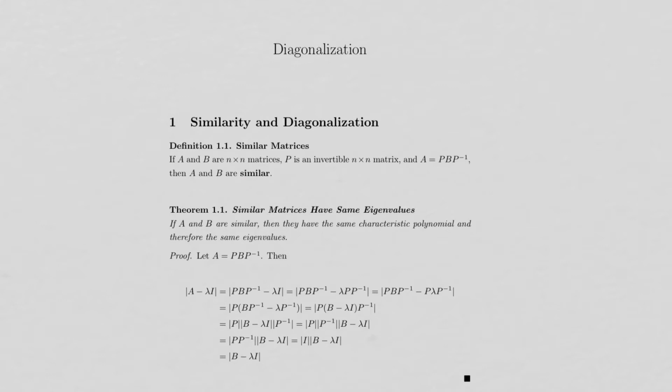In everyday English, matrices A and B might be similar if they have something in common. Maybe if they're the same size, or if they both have only real number entries, or some other subjective similarity between the two. But in linear algebra, similar means one thing and one thing only, and it means this. A and B are similar if A is equal to P B P inverse for some invertible matrix P.